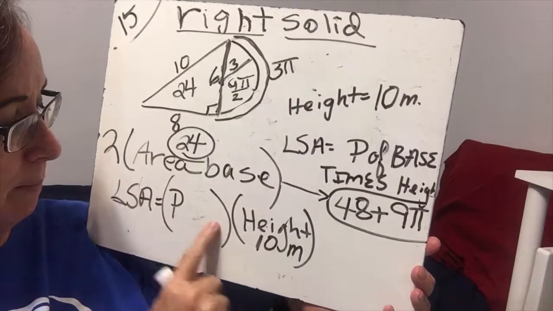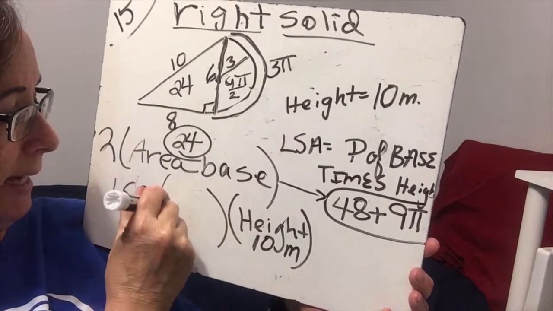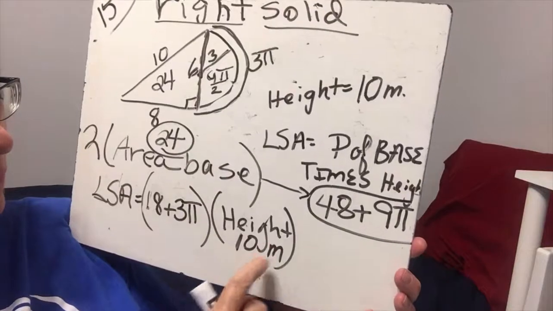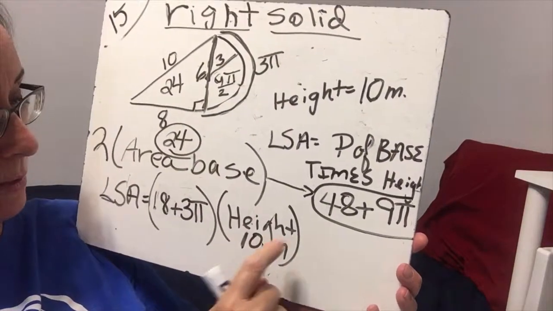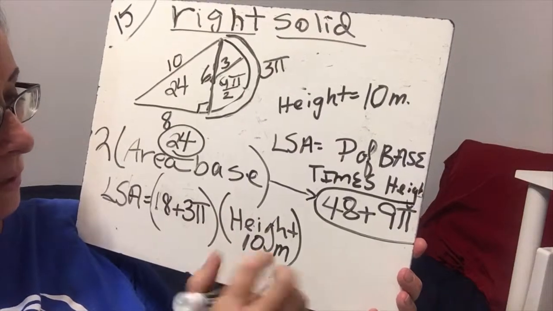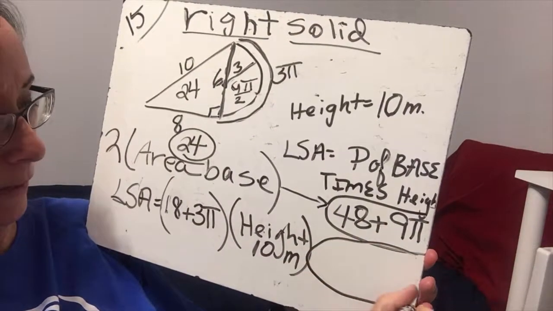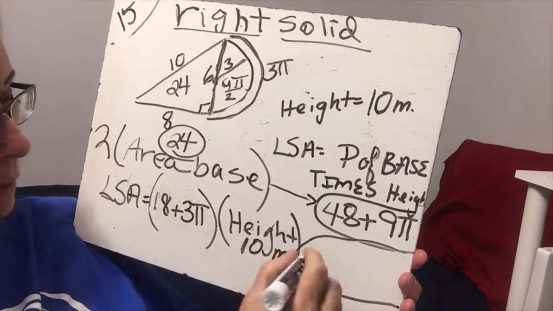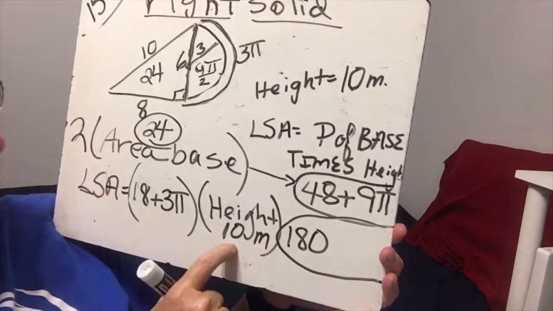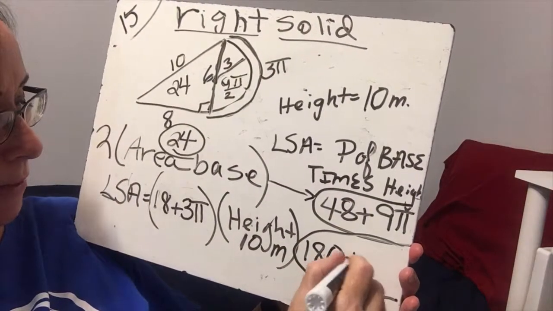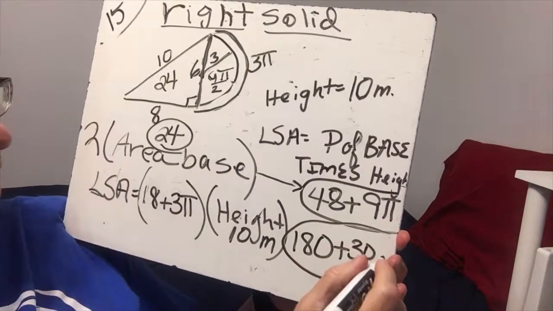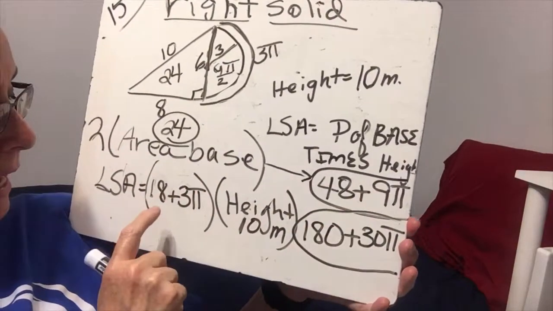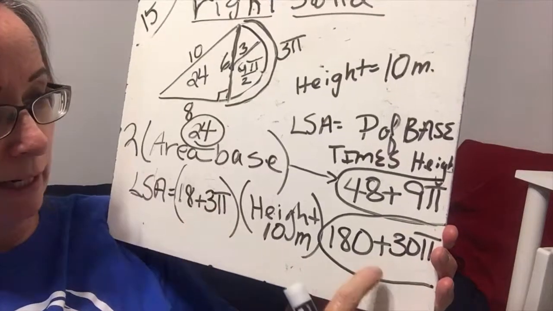So let's take the perimeter of the base, and right here we'll write 18 plus 3 pi. Okay, and then the height we already said was 10 meters. And so we're going to multiply these together, and we'll put that right here. Okay, so we can distribute, can't we? 10 times 18 is going to be 180. And then 10 times 3 pi is going to be 30 pi. Okay, so now this one was from our 2 bases, and it's here. And then this one is our lateral surface area, and it's right here.